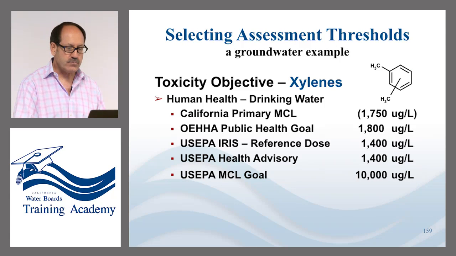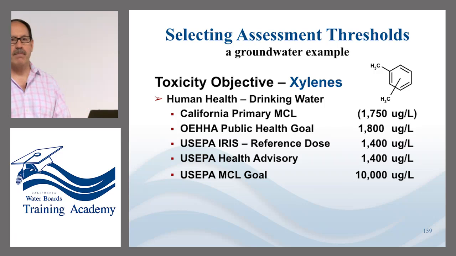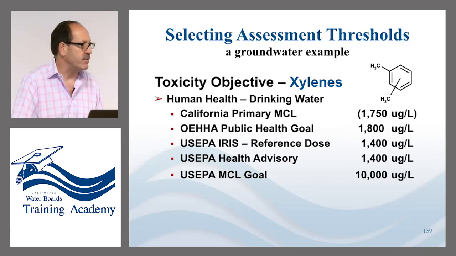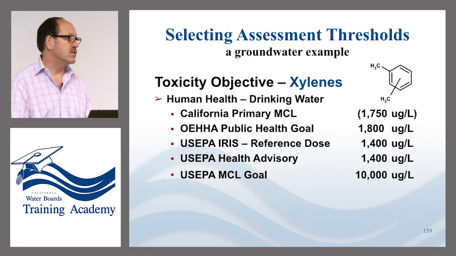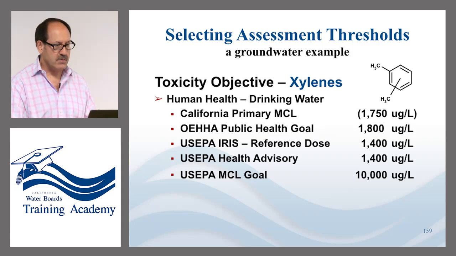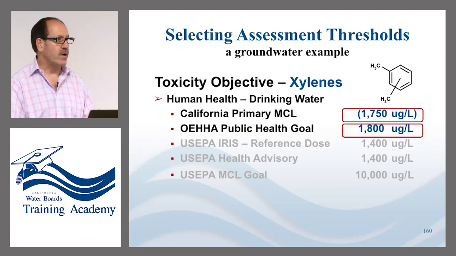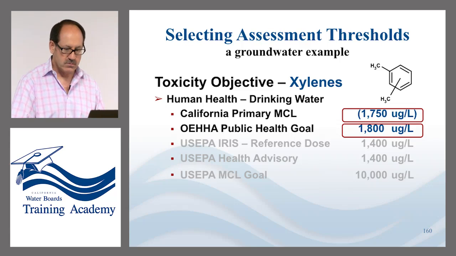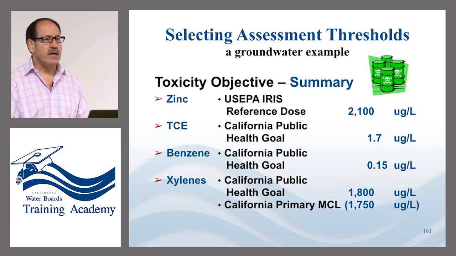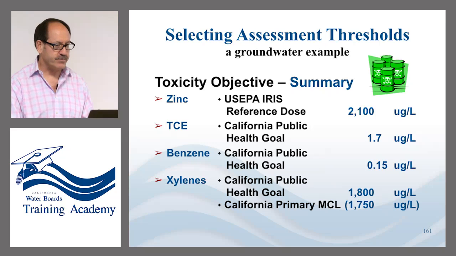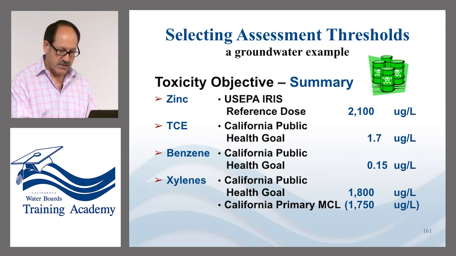Xylene. In this case, I included the MCL because the MCL hasn't been adjusted for technologic or economic constraints. Notice it's the same as the public health goal, just 3 significant figures rather than 2. So we'll write down both the MCL and the public health goal. So here's a summary of the toxicity values from running down the algorithm for these 4 constituents.